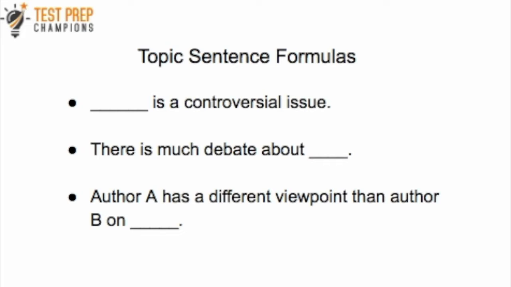Now the third topic sentence formula is: author A has a different viewpoint than author B on blank. Again, you would put whatever the topic is into the blank, and you obviously don't want to type out author A and author B. You want to use whoever the person's name is. Whatever the name is, that's what you're going to put in place of author A and in place of author B.